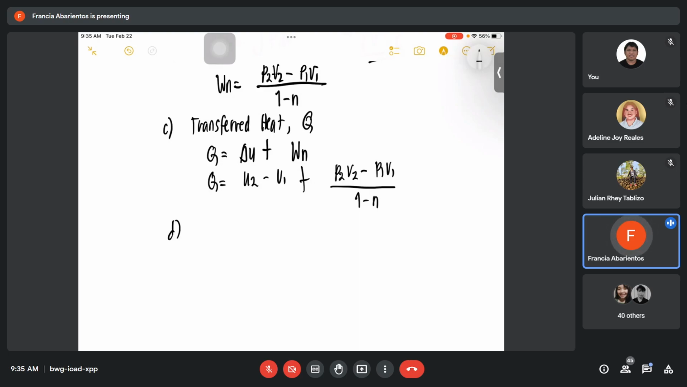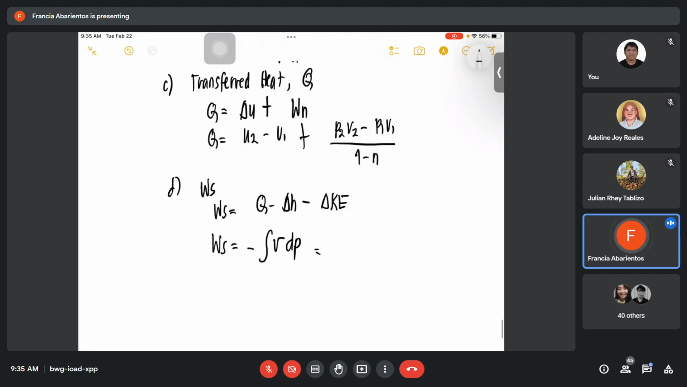And also we have the work on the steady flow process. Let's go back: we have Q minus the change in S minus the kinetic energy. For the work in a steady flow process, when you integrate, it is reversed, so automatically we have the negative integral of the specific volume over the differential P. In a steady flow, class, it is reversed: P2V2 minus P1V1 over 1 minus N.